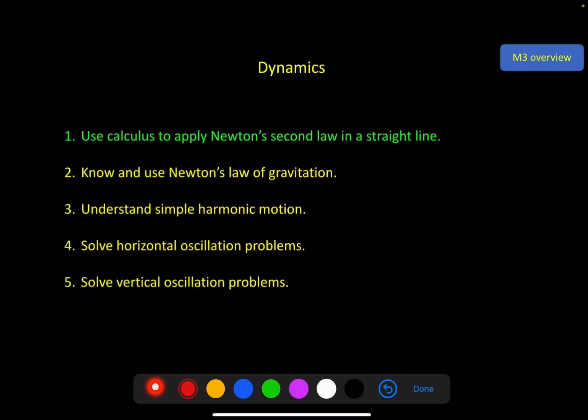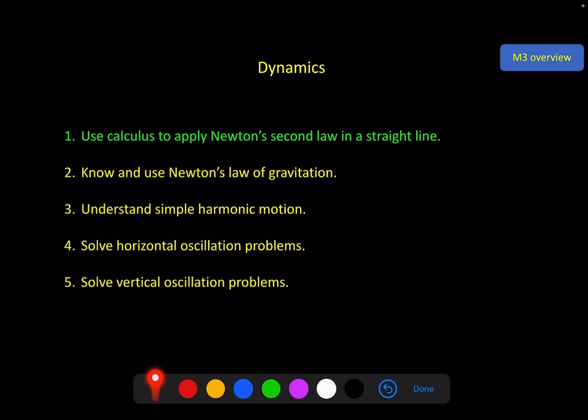Quick overview of the chapter. We're going to be applying calculus, like we did there, to Newton's second law in a straight line. Now we'll use Newton's law of gravitation. Simple harmonic motion, we'll look at that in some depth, and then we'll apply that to horizontal oscillation problems and vertical oscillation problems. So these two here are slightly separate from these three.